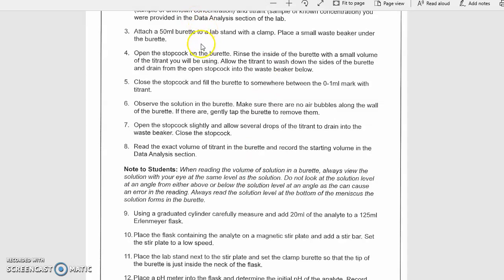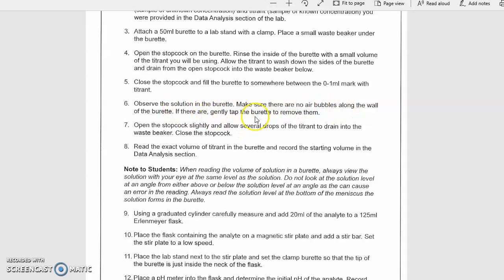But anyway, what you're doing is you're working with a burette, and you have a couple of different solutions. You're filling the burette fairly close to the top of it. And what you're going to do is release some of the solution, making certain there are no air bubbles along the wall.